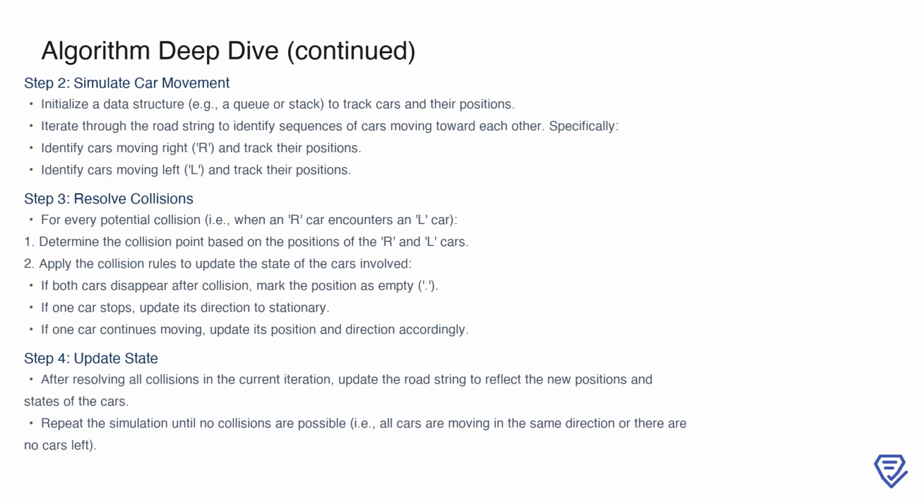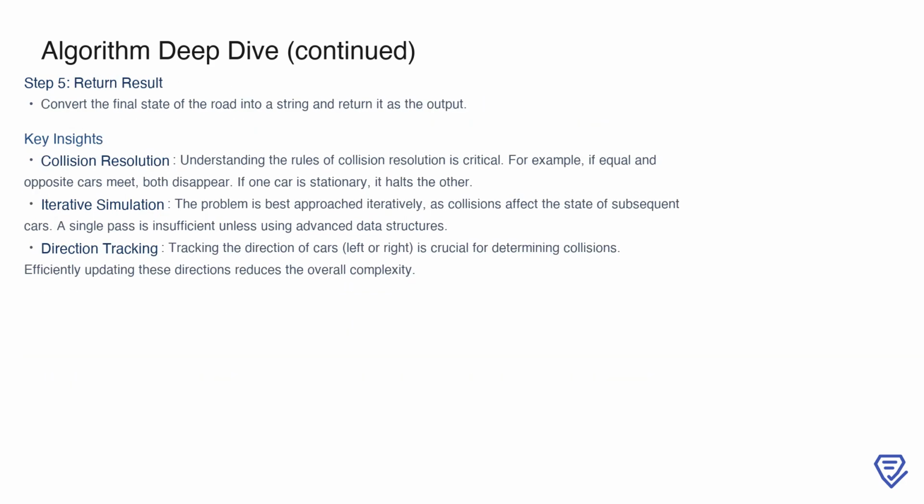When an R car encounters an L car, we calculate the collision point based on their positions and apply the predefined rules. If both cars disappear, the collision point is marked as empty. If one car stops, it becomes stationary, and if one continues moving, its position and direction are updated accordingly. After resolving all collisions for this iteration, we update the road string to reflect the changes and repeat the process until no further collisions are possible. After iteratively resolving collisions, the final step is to return the resulting state of the road. This involves converting the updated road representation back into a string format, which serves as the output.